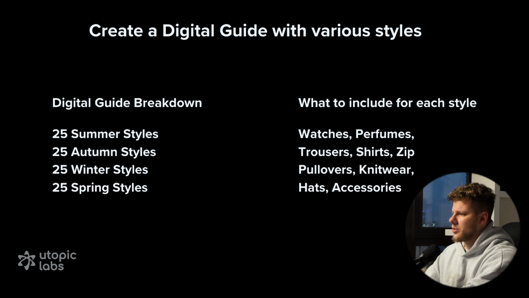So you should have 25 summer styles, 25 autumn styles, 25 winter, and 25 spring, right? So 25 styles for each season in this case. So what to include for each style? You can have watches, perfumes, trousers, shirts, zip pullovers, knitwear, hats, accessories, and so on, right? So anything that will make sense for this new old money style.